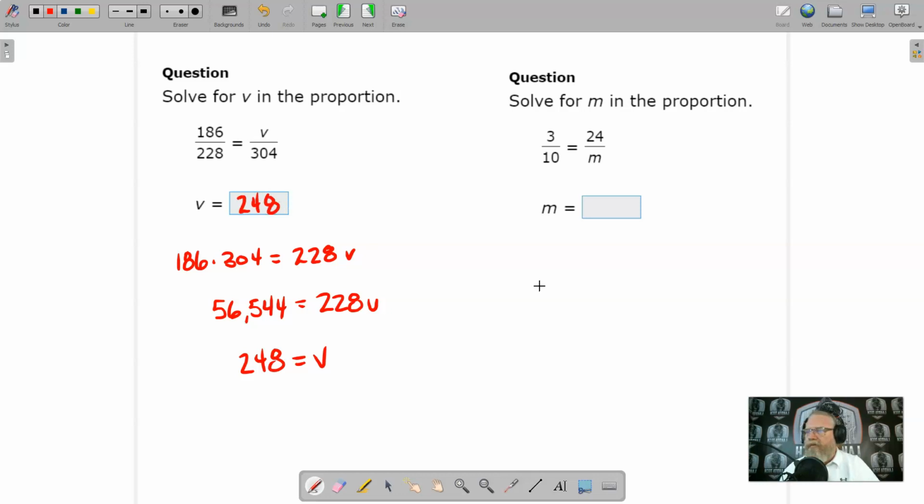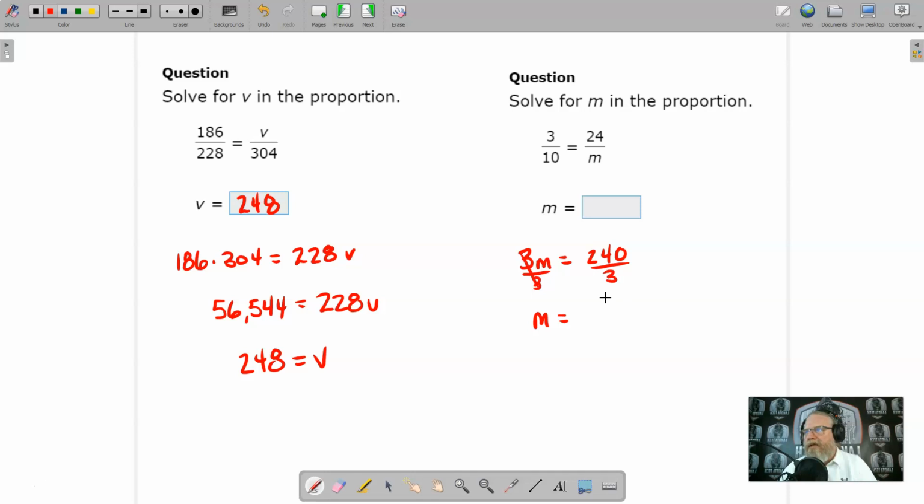All right, let's move along to the next one. This one shouldn't be nearly as bad, not nearly as big a number. So 3 times m, multiply my extremes. 3m, set that equal to 10 times 24, which is 240. Now divide both sides by 3 and I end up with m and 240. We'll go ahead and write that divided by 3 there.